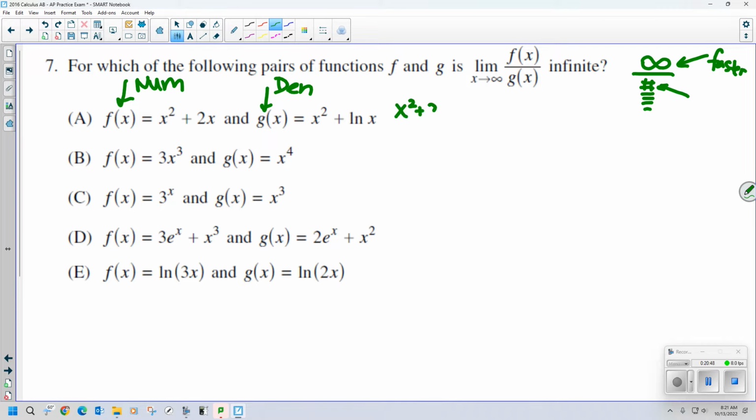x squared plus 2x on top over x squared plus ln of x in the bottom. Anytime I go to infinity, I keep the biggest term in the top and bottom. These go bye-bye. x squared over x squared is 1. That's not infinity. It's not infinite. It's not A.